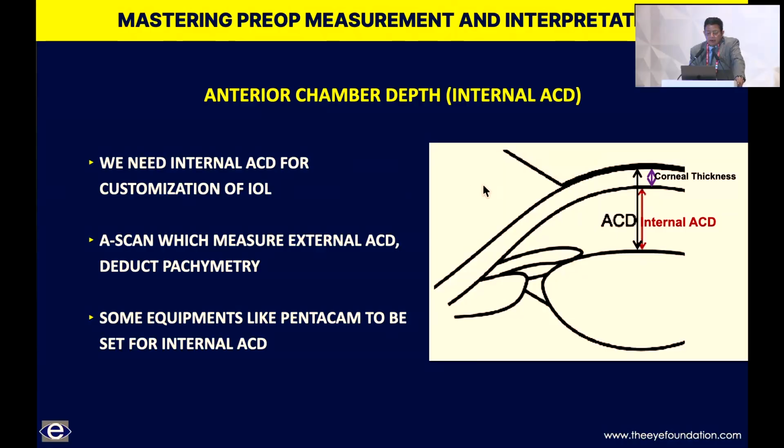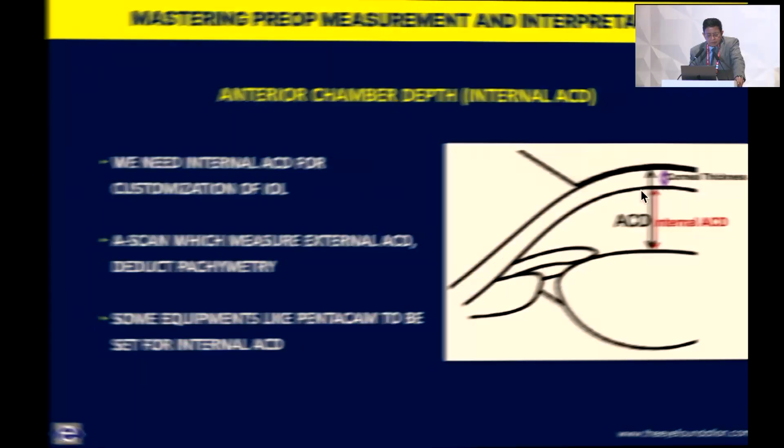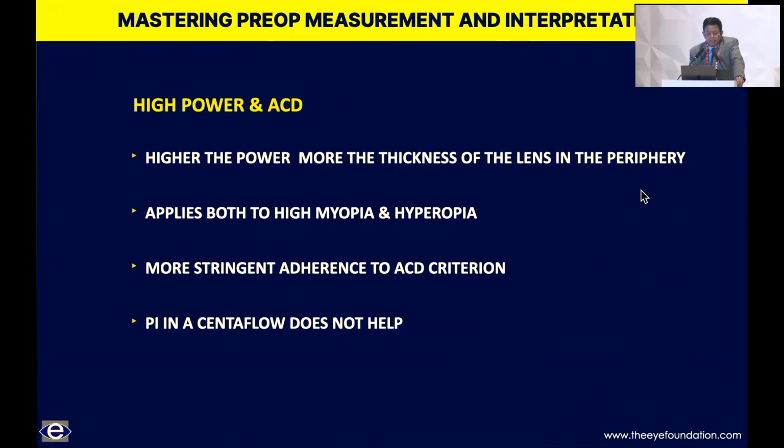And we need an internal ACD. One of the things you need to remember is that whether it's Pentacam or many of your instruments, they have as a default setting the measurement from the epithelium to the anterior capsule. So you have to make sure that either you detect the epithelial and stromal thickness, or you dial it in such a way that it measures from the endothelial aspect. And this is something that needs to be done in every case.